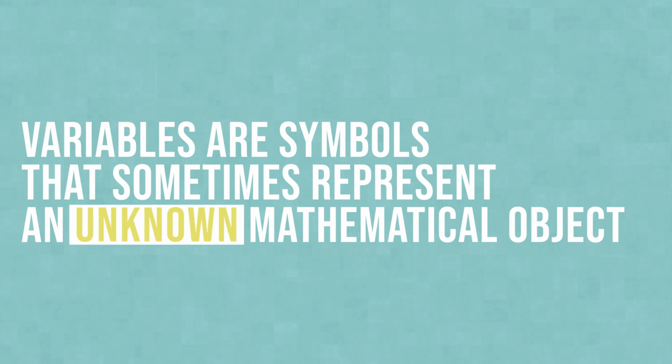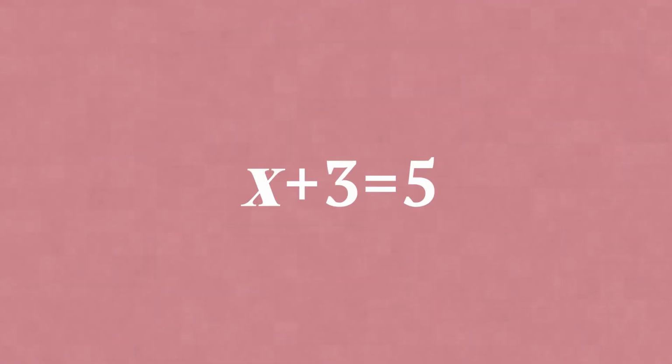Unknown typically means a specific value that we don't happen to know yet. For instance, x is unknown in the equation x + 3 = 5, until you realize it's 2, then it's known. But unknown can also mean it is unknown because there are many possibilities, as in this case.